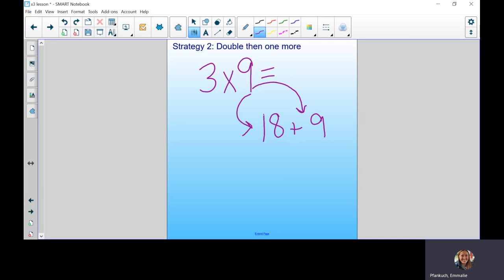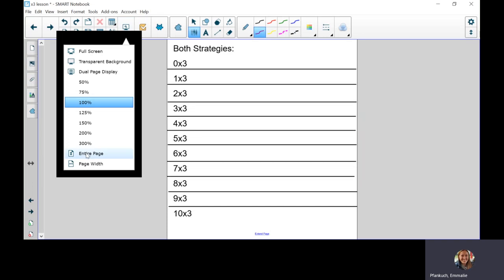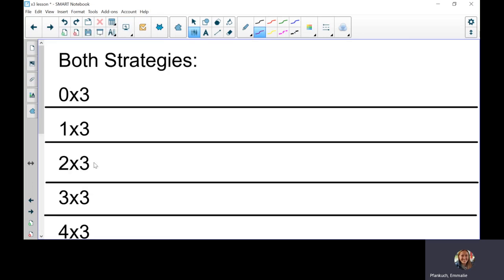I hope you got it. It is 27. So pick the strategy that works best for you. Let's look at some different ones here and try to think about what strategy might work best.